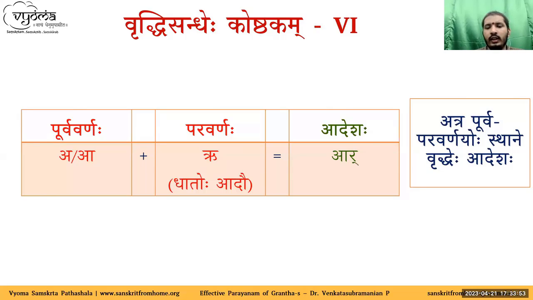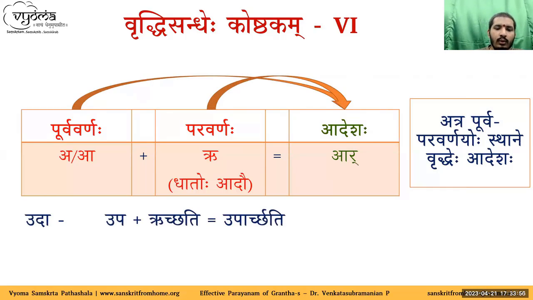Atra Purvaparavarnayoh sthane Vriddheh Adeshah bhavati. Udaharanam kim? Upa ṛcchati, uparchati iti bhavati. Purvatra akarah vartate. Paratra rikarah, nama paravarnah rikarah, purvarnah akarah. Punascha ṛcchati ityatra rikarah yah vartate, saha dhatoh adau vartate. Rich iti dhatuh. So rich is a dhatu. At the starting of the dhatu we have rikara. In the purvarna we have akara.